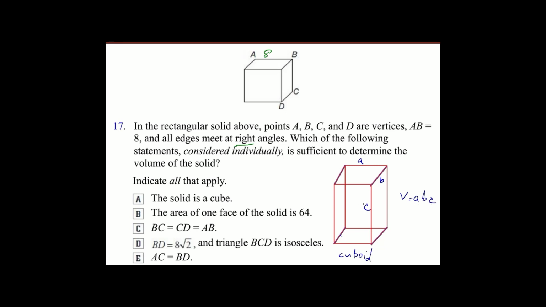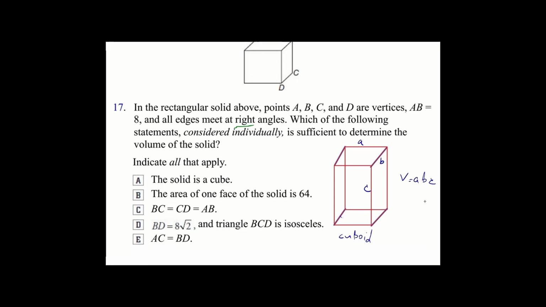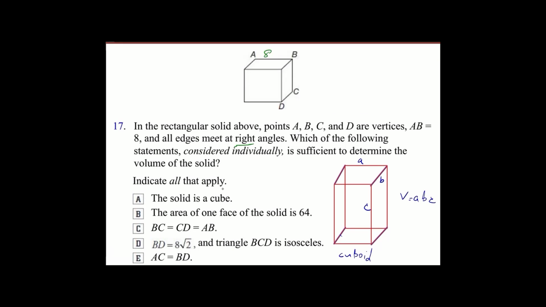In the question, it says that A is 8. What condition makes us understand the volume of the cuboid? These conditions should give the amount of B and C if we want to know the volume of the cuboid. In the first choice, it says that the solid is a cube. What is a cube? A cube is a cuboid in which all edges are the same. It means that B and C and A are all equal. We know A, so B and C are also 8. So the volume is 8 times 8 times 8. So this is the answer.